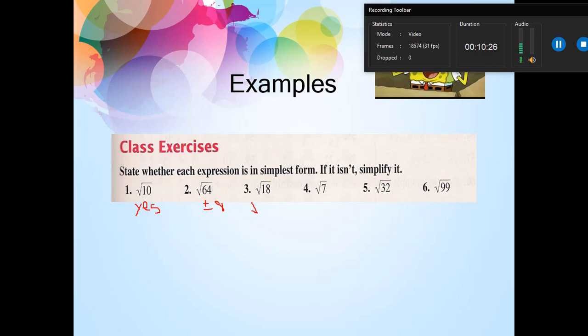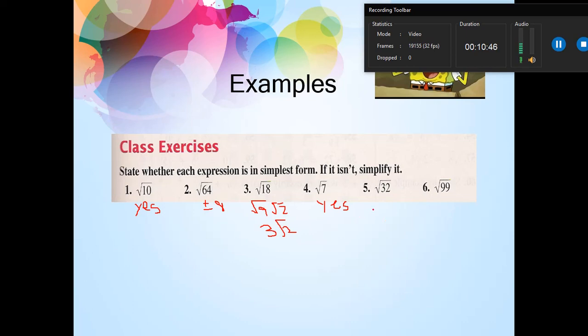Radical 18 we just saw in the last slide. We have the square root of 9 and the square root of 2. So this is 3 square root 2. Radical 7 is very simple. It only has factors of 1 and 7.